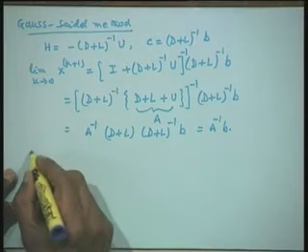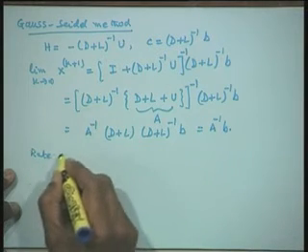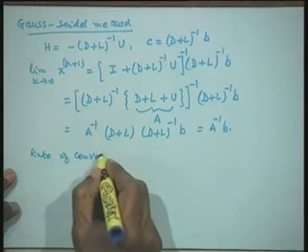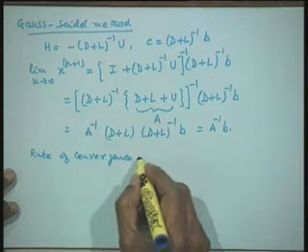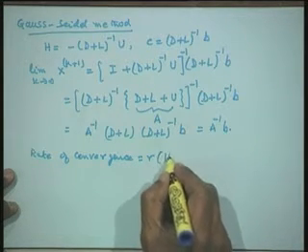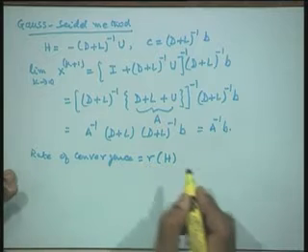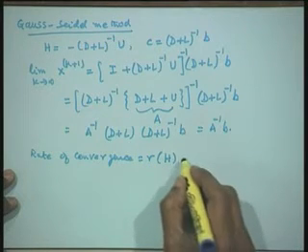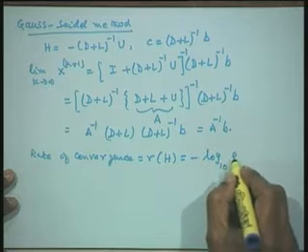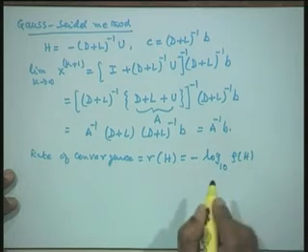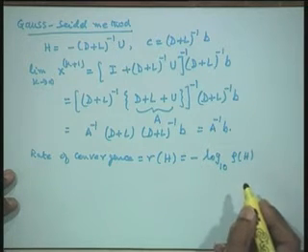Now, we define the important number, that is the rate of convergence of any iterative method. Rate of convergence is usually referred to as R of H, that is R for rate of convergence, H is the iteration matrix, that is defined as minus logarithm base 10 of the spectral radius of H.